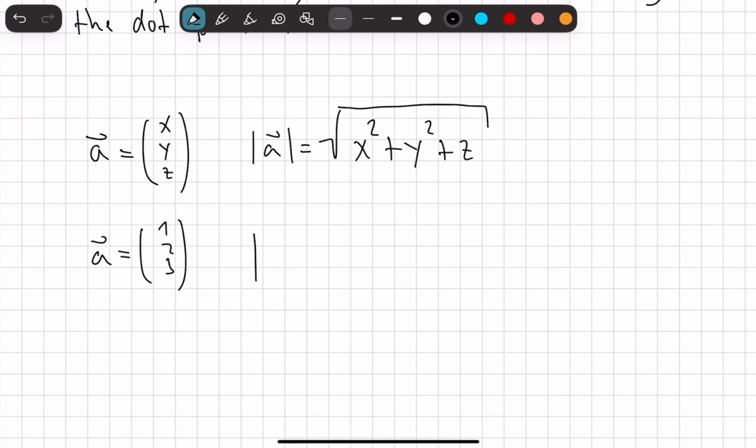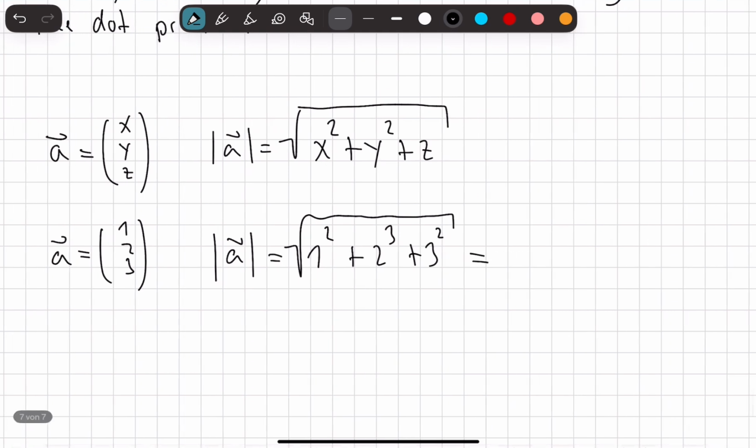Now if we make an example, we can write the vector (1, 2, 3), and then the magnitude, which is also the length of the vector, is the square root of 1 squared plus 2 squared plus 3 squared. 1 squared is 1, plus 2 squared is 4, plus 3 squared is 9. So we have the square root of 14.